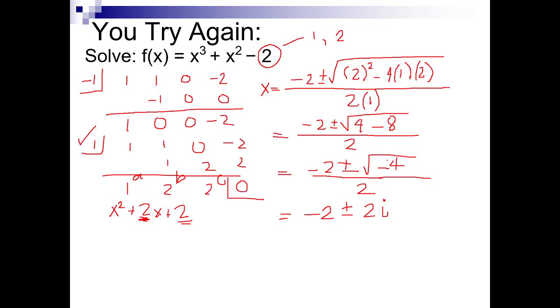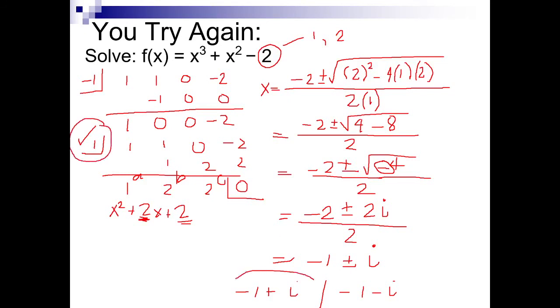Very good. So take note, if there is a negative number or a negative sign inside the radical sign, expect that there is an i there, meaning it's imaginary. All over 2. Now, we can divide. So, what is negative 2 divided by 2? It's negative 1. Plus minus 2 divided by 2, that's 1. So, therefore, our roots are negative 1 plus i, negative 1 minus i.